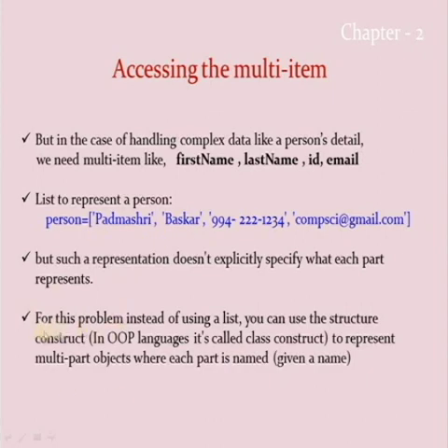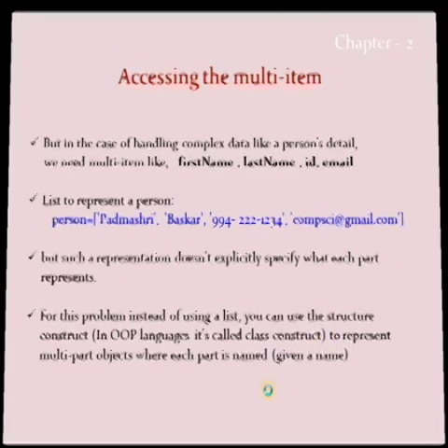Here comes the solution. For this problem, instead of using a list, you can use the structure construct to represent multi-part objects where each part is named. That means, instead of giving the index number as 0, 1, 2, 3, I can label a name here. How is it possible? Only through class. Do you remember your class and objects in C++?